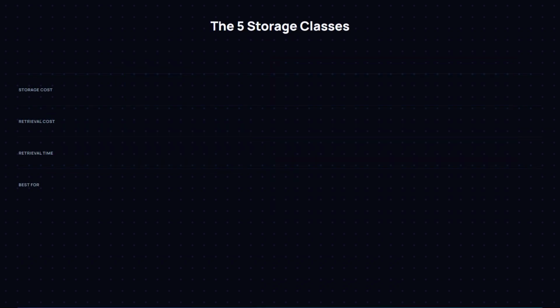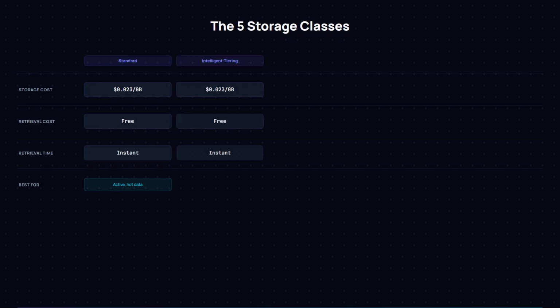Let's break down the 5 storage classes. First, S3 Standard, 23 cents per gigabyte per month. Retrieval is free and instant. This is for data you access frequently. Your hot data, your application assets, your active data sets.